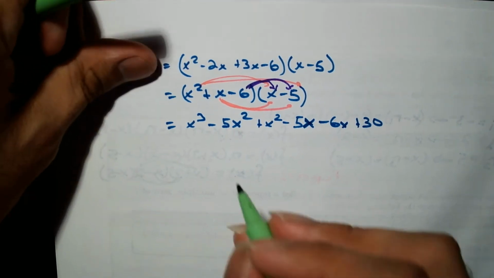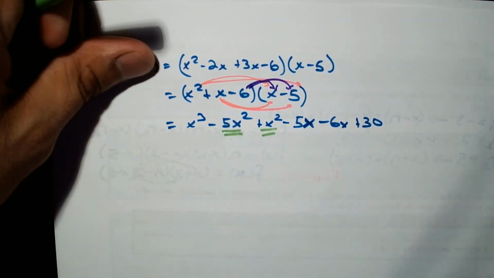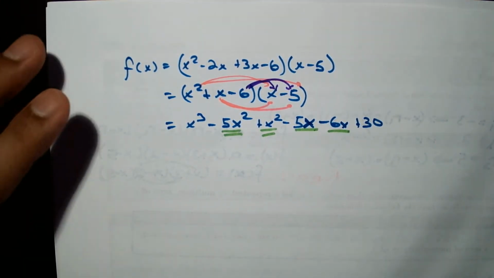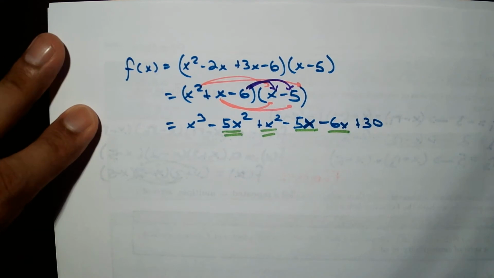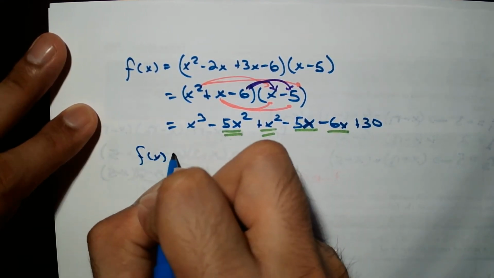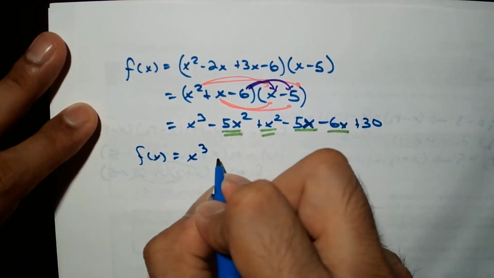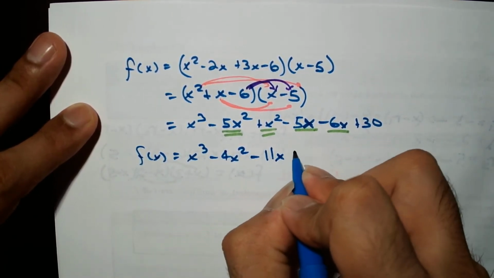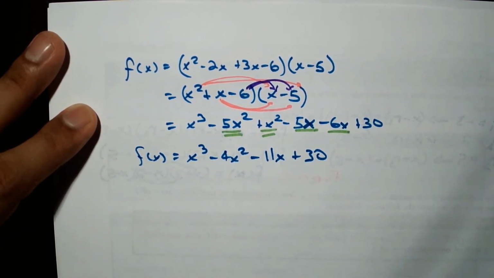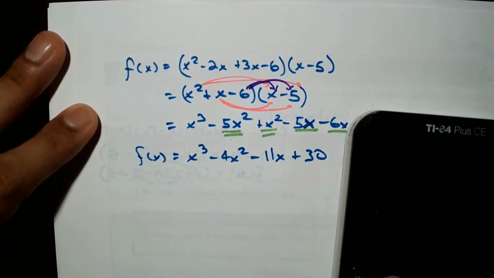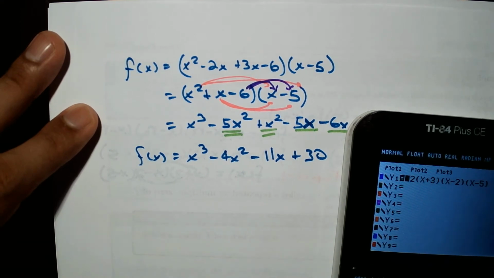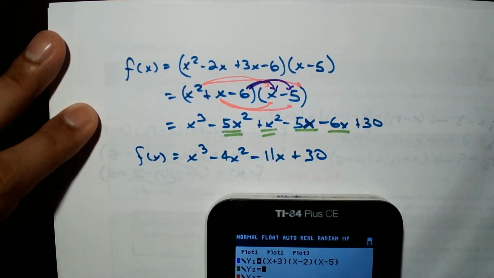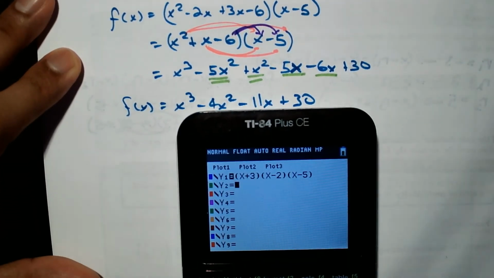We need to combine like terms, squares with squares. I use 2 bars for squares and 1 bar for linear terms, that is terms that have an exponent of 1. So my final function f of x, a polynomial function, will be x cubed minus 4x squared minus 11x plus 30. I'm going to graph this function just to show you that whether you use the polynomial version or the factor version, you should get the exact same graph.